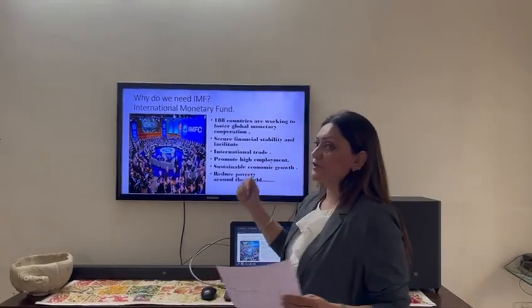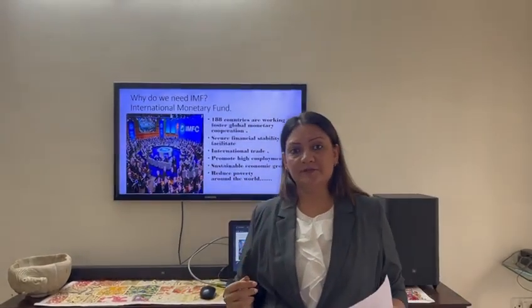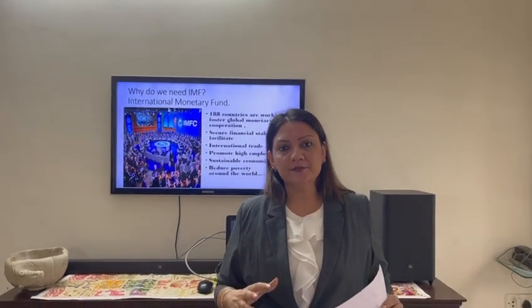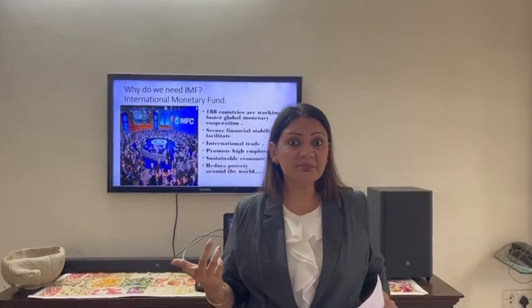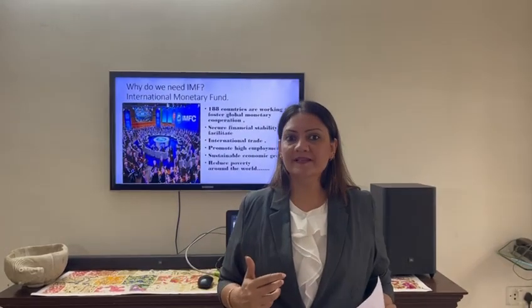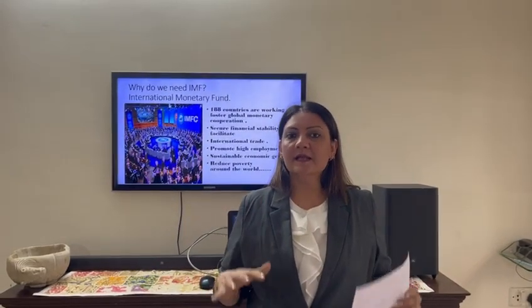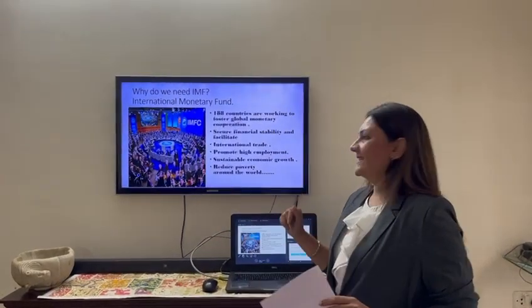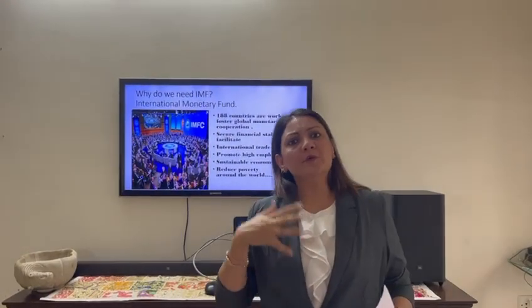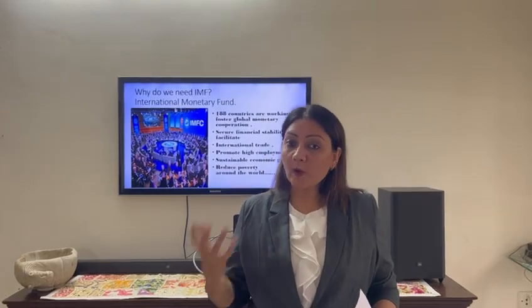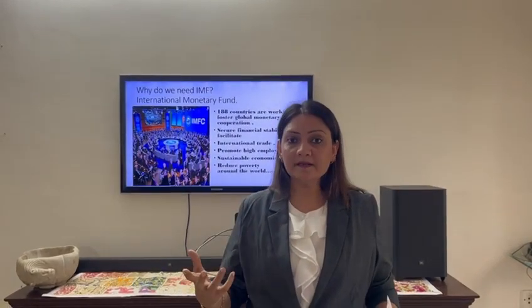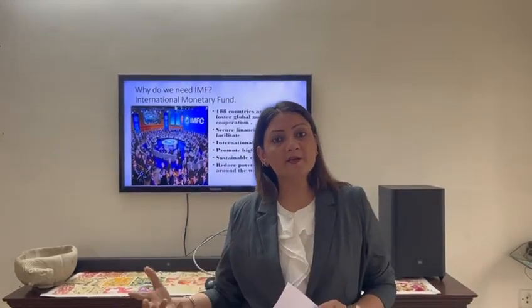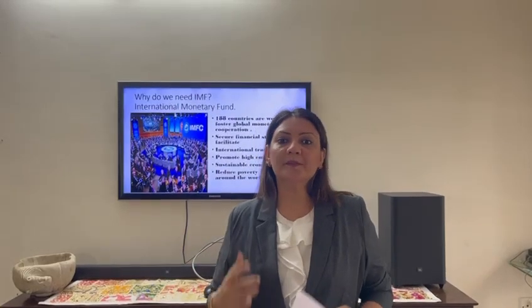It helps international trade. How does it help international trade? It stabilizes the currency rate, due to which exports become cheaper and imports become expensive, due to which ultimately it helps to develop the balance in trade. It promotes high employment. Yes, if productivity increases, employment will increase. If employment increases, ultimately the well-being of the country, that is the economic development, proceeds.